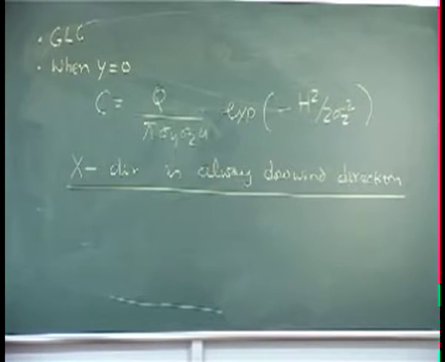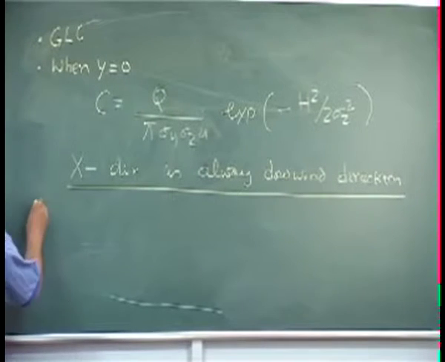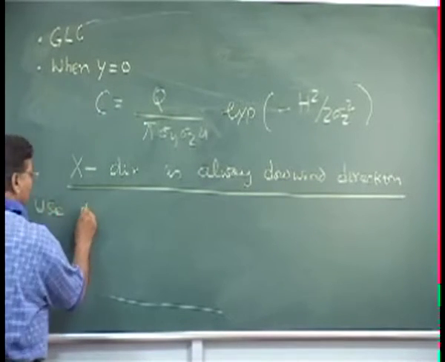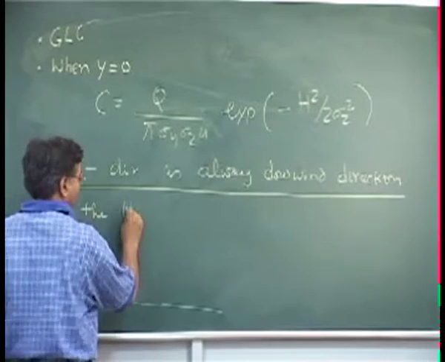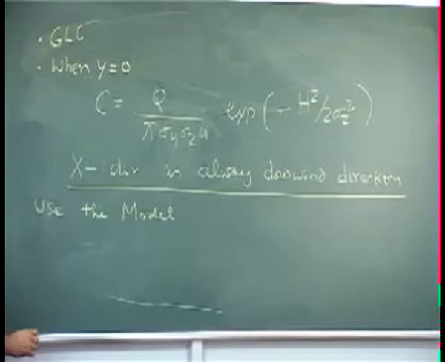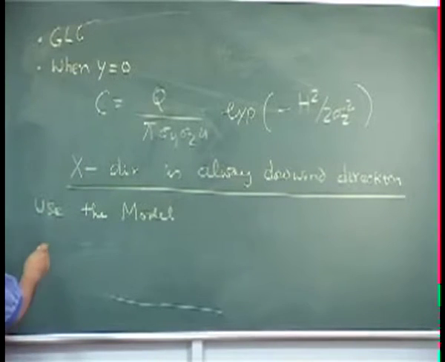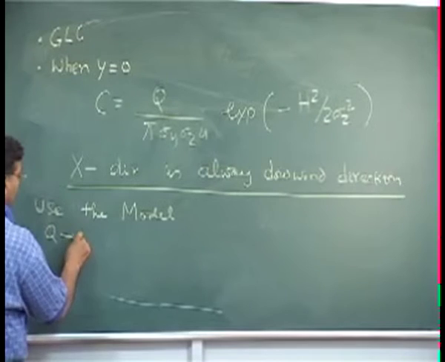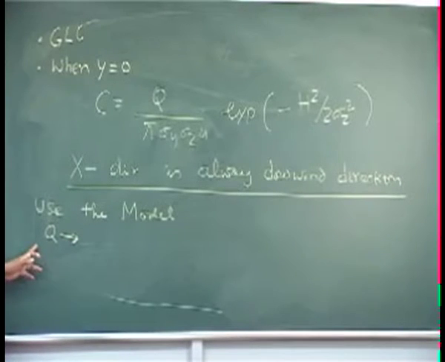So now let's talk about how we can use the equation, use the model if you like. What you need is certain things. Q. Where will the Q come from?